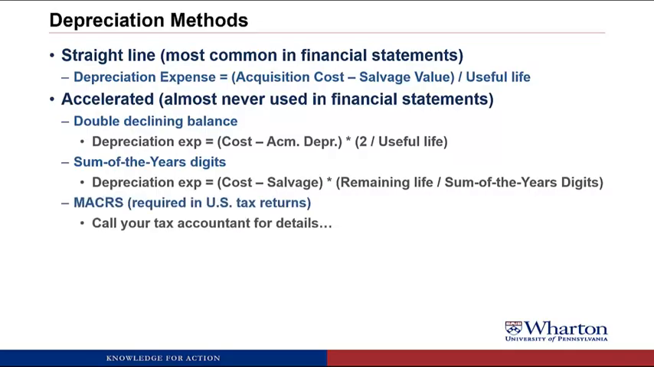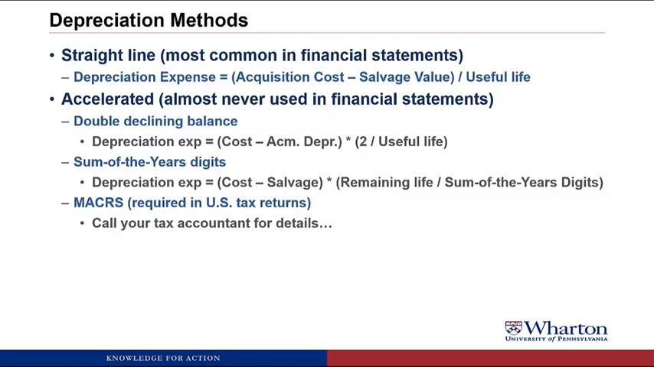Instead, the accelerated method that you will see is something called MACRS. This stands for Modified Accelerated Cost Recovery System. This came into the US in 1986 when it replaced ACRS, which was the Accelerated Cost Recovery System. This is what's required in US tax returns. And I say you have to call your tax accountant for details because there's no formula here. It's just what's been determined in the tax code.